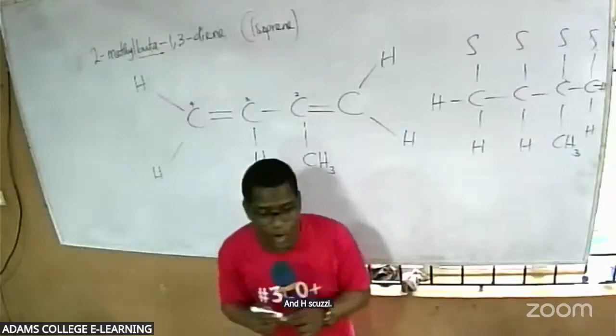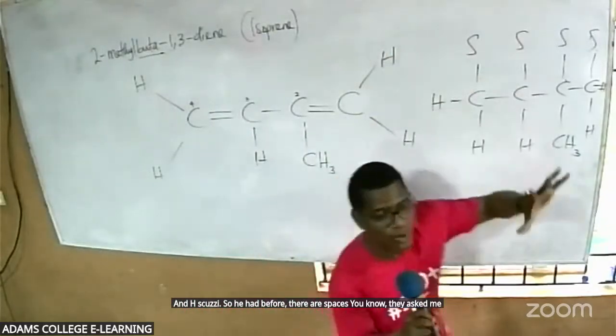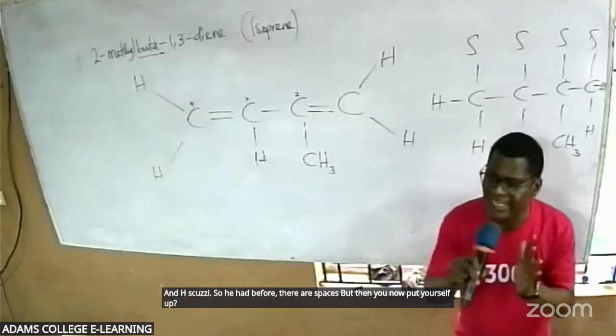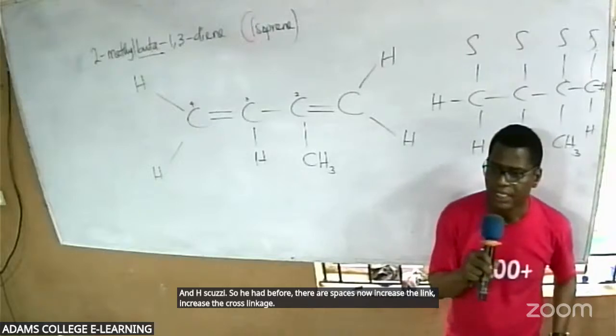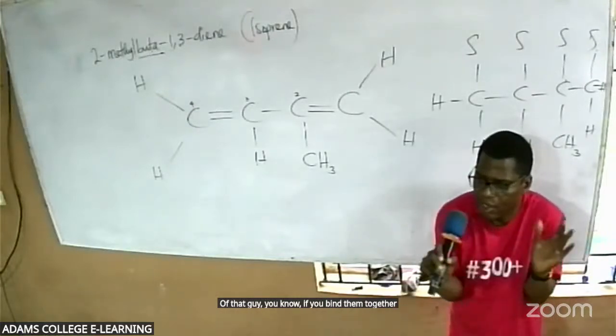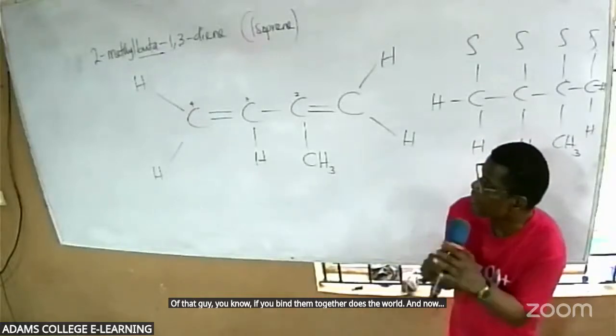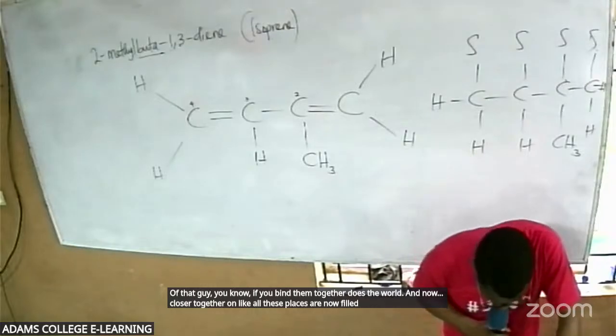So before there are spaces. But when you put your sulfur, that will increase the linkage, we call it increase the cross linkage of that molecule. It will bind them together. They're now closer together, unlike before, all these spaces are now filled. So let me look at the answer.